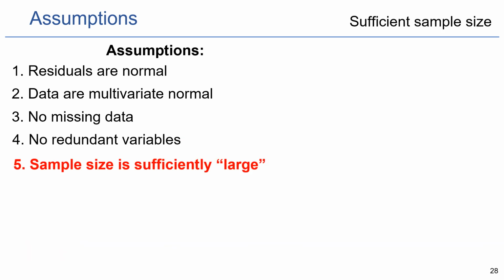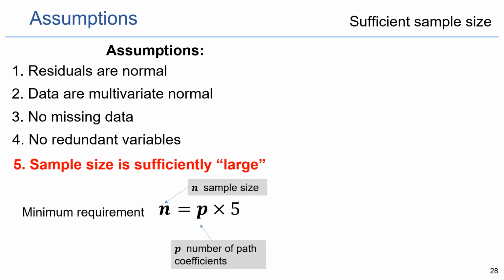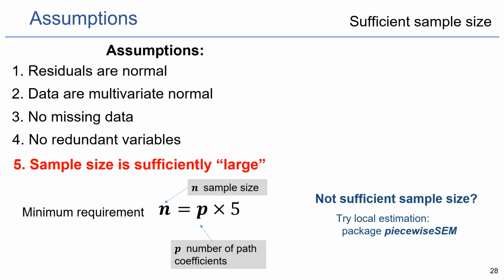Another important assumption is that we need to have a sufficiently large sample size. As you might remember from the previous lectures, the minimum requirement is that our sample size is equal to or higher than the number of path coefficients in a model multiplied by 5. In ecological data, it's not necessarily true. So if we have such violations, then we can try the local estimation procedure. For this, we can use the package piecewiseSEM, which we will learn on day 9 of this course.